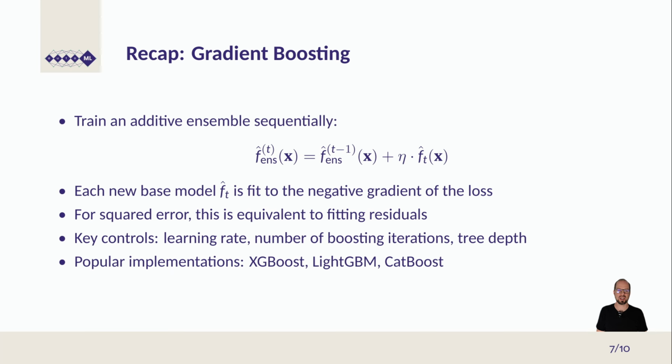Popular implementations of gradient boosting are XGBoost, LightGBM, and CatBoost. And these are popular and well-working methods for tabular machine learning, where they are applied on a daily basis.